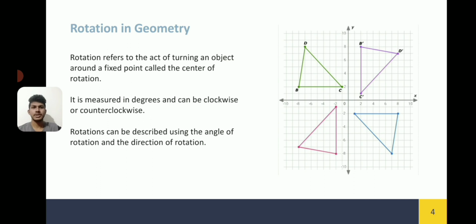So, rotation in geometry. Rotation refers to the act of turning an object around a fixed point called the center of rotation. It is measured in degrees and can be clockwise or counterclockwise. Rotation can be described by using the angle of rotation and the direction of the rotation.